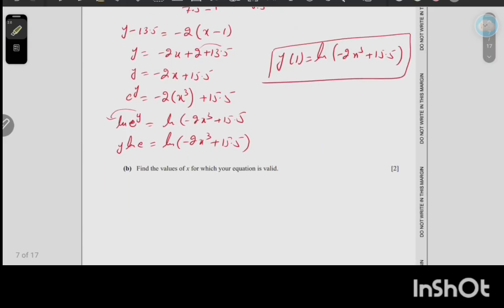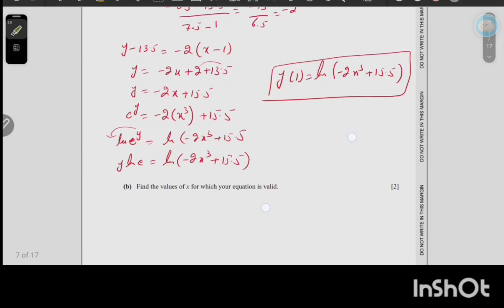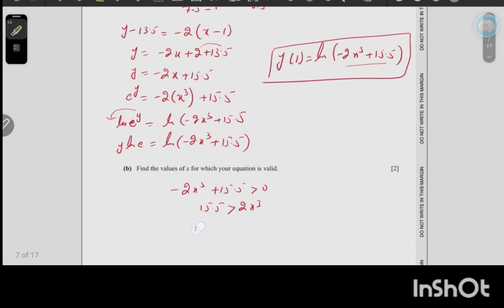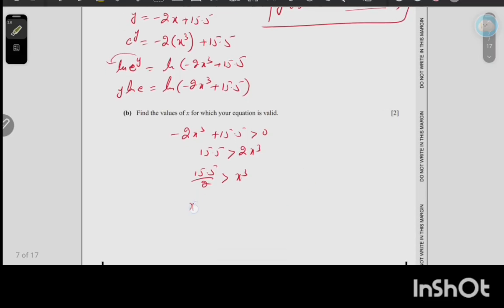Now move forward. We have to use the second part. The second part says find the values of x for which your equation is valid. Okay, where is the equation valid? The equation is valid simply because this will be greater than 0: minus 2x cube plus 15.5 greater than 0. We have to apply that because the log value can never be negative. So 15.5 greater than 2x cube, and here 2 will be divided on the other side.